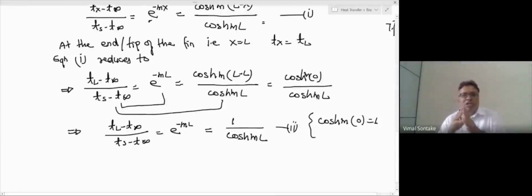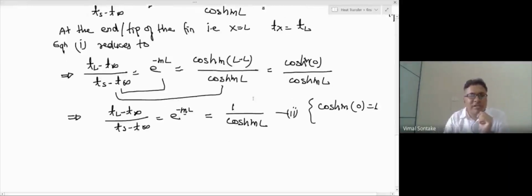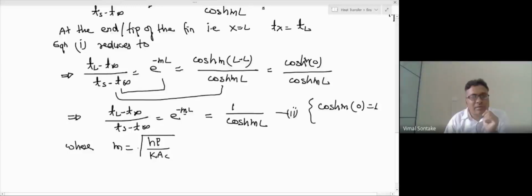Now, please closely observe this formula. I am interested in calculating TL. T infinity is given, Ts is given, L is known to me. I must calculate this m. Now, what is this m? If you remember, the m value is also given in the data book. No need to remember this formula: square root of hP over kAc. This formula is also given in the data book and its unit is per meter.